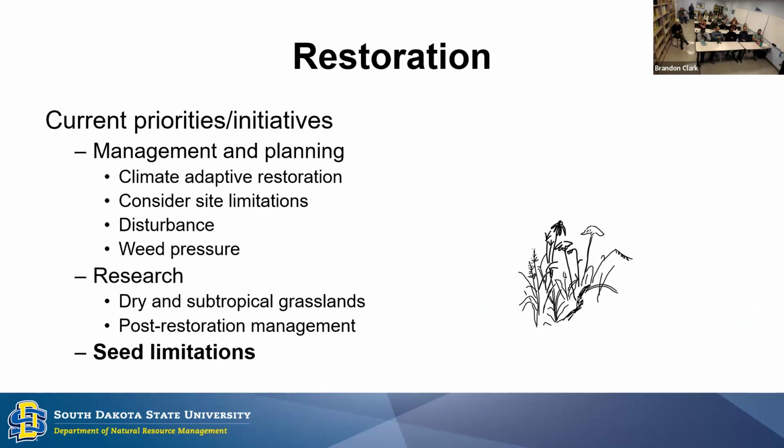Some priorities of research are systems in dry and subtropical grasslands, and also looking into effects of post-restoration management. But namely, what this talk is going to be looking into is the importance of seed and the limitations that we have for seed and restoration.